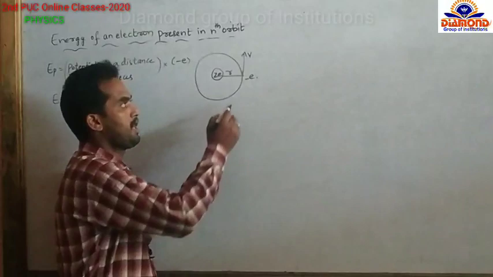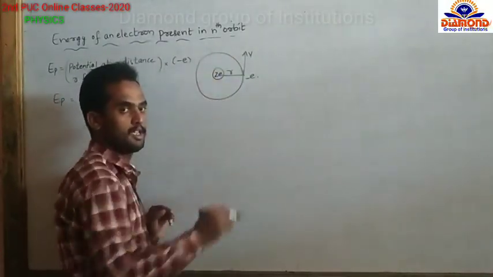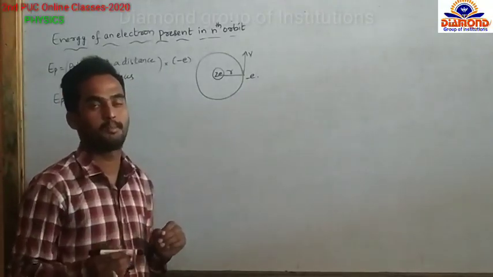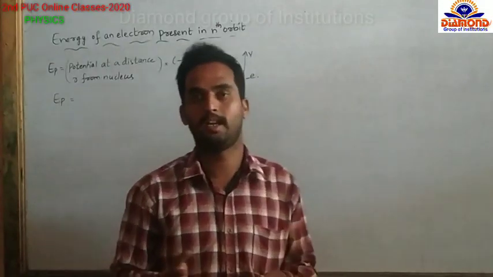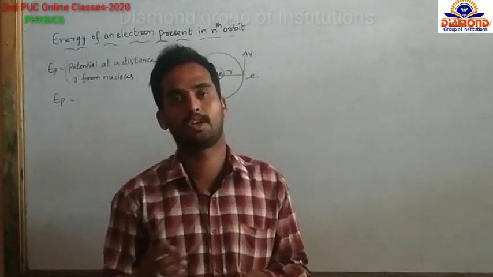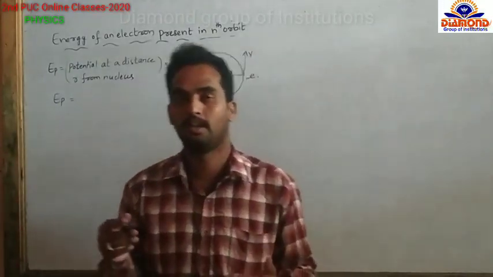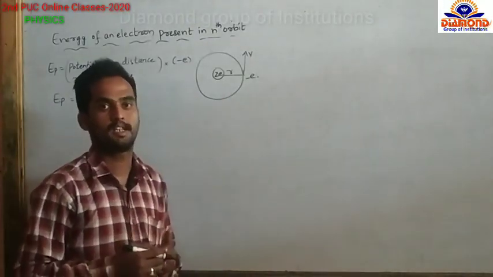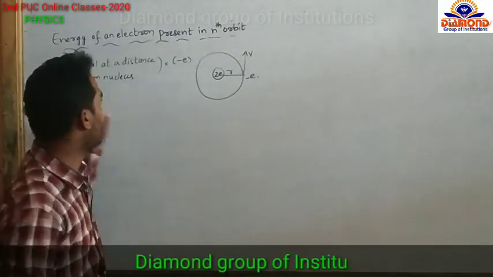So, when an electron is revolving in its orbit around the nucleus, that electron possesses two types of energy, that is, potential energy as well as kinetic energy. And we know what is meant by potential energy, the energy due to its position, and what is meant by kinetic energy, the energy due to its motion. So what is meant by potential energy here?